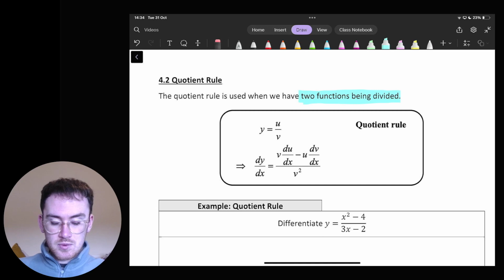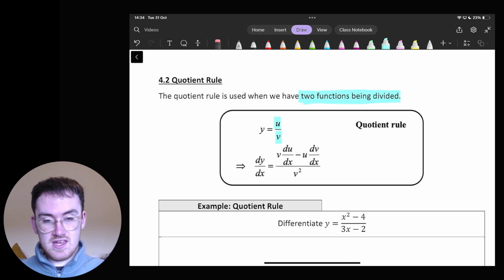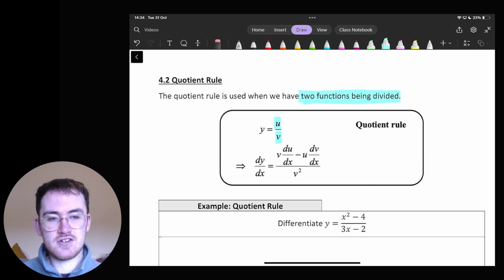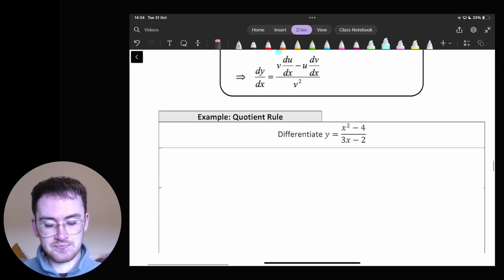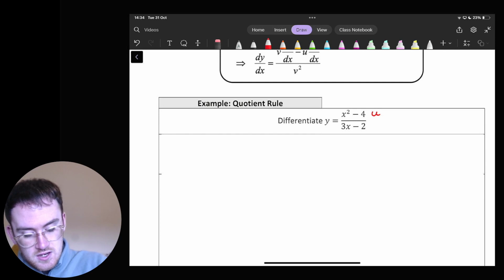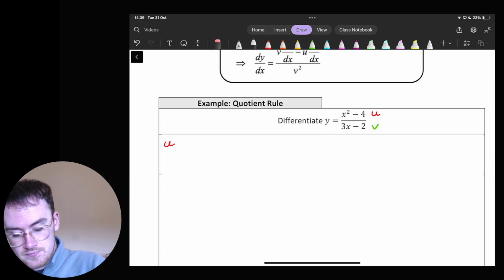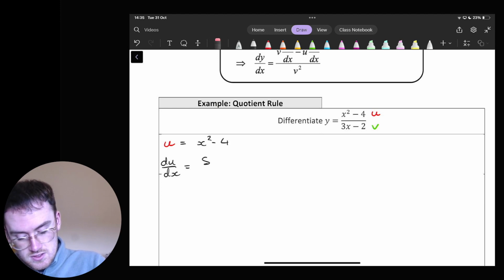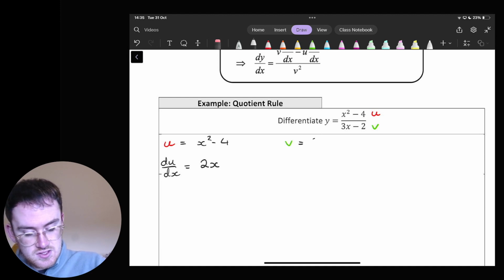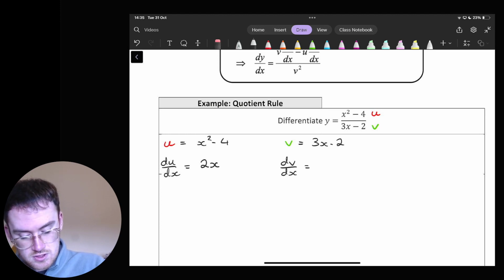And in a similar way, we will call the top part u, we'll call the bottom part v, and then apply the rule as it appears here and as it appears in your log tables. So looking at our quotient rule here, let's call the top part u, we'll call the bottom part v. Let's just lay it out as before. If u is x squared minus 4, then du dx is going to be 2x. Same thing happens with v. If I'm saying that v is 3x minus 2, then dv dx is just going to be 3.